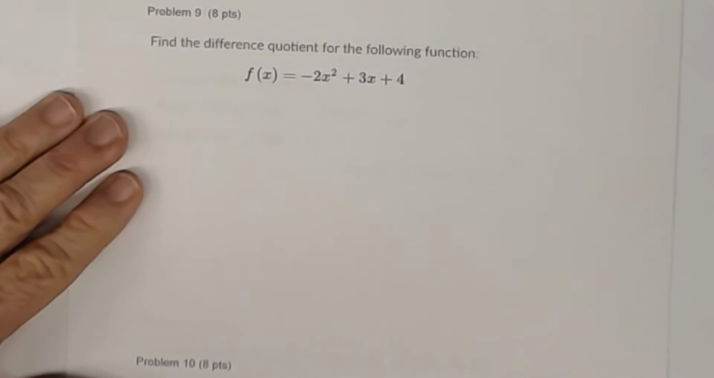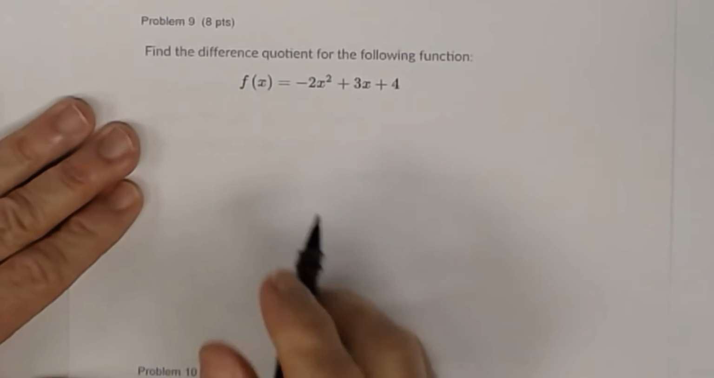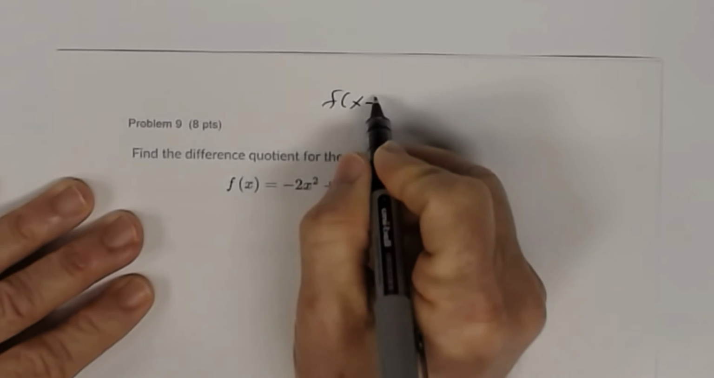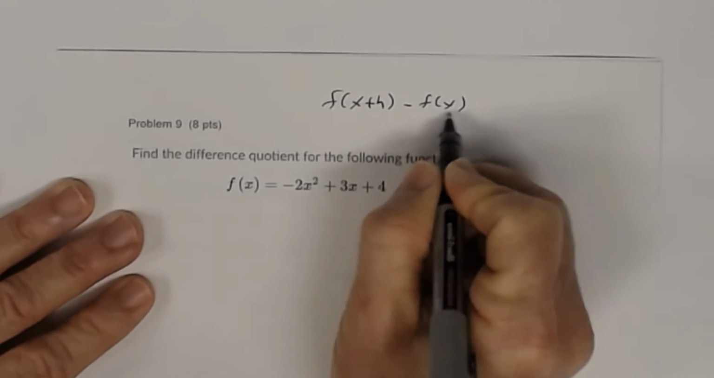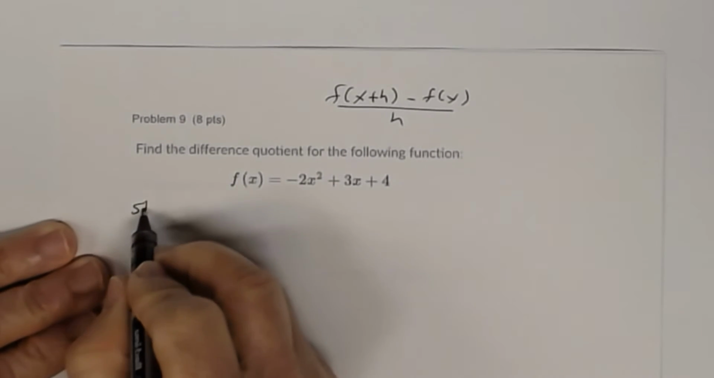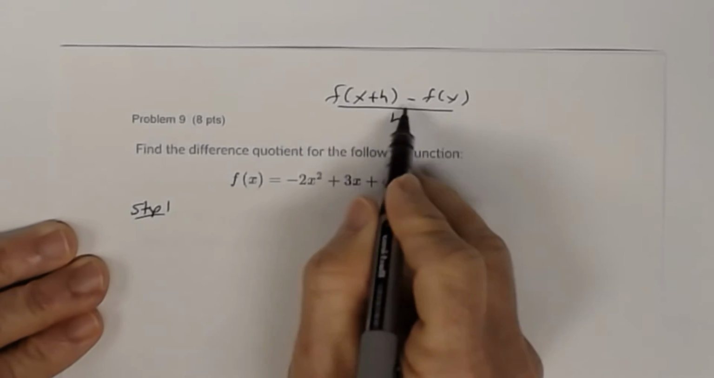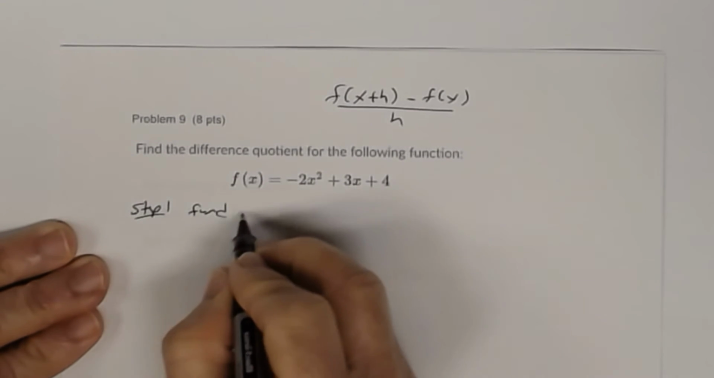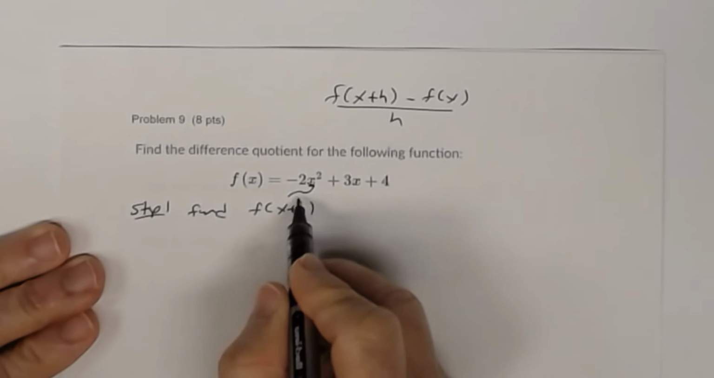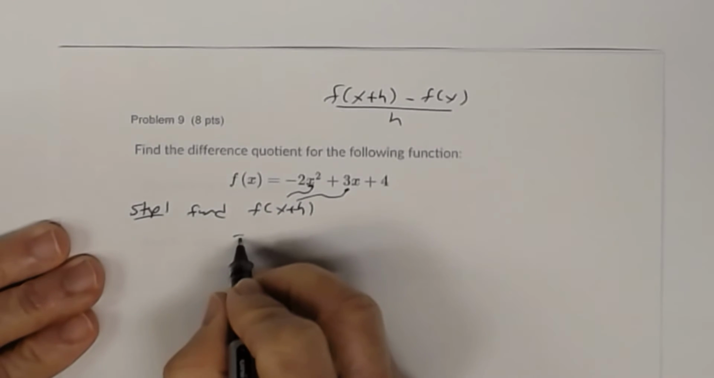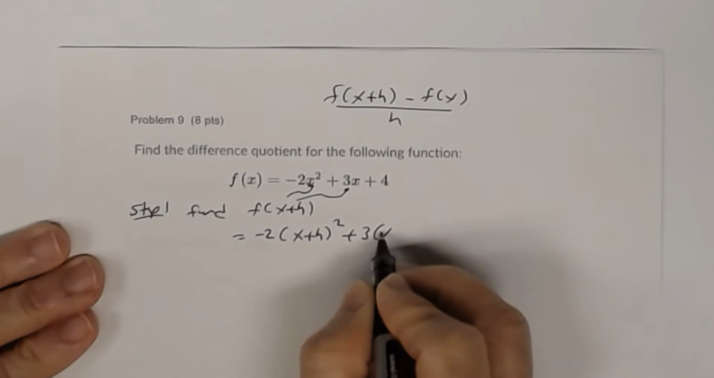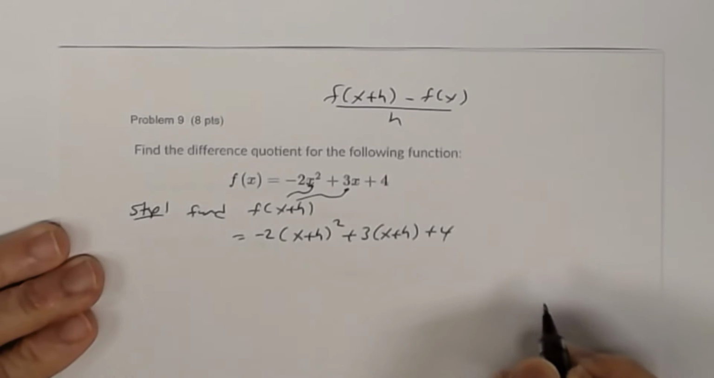Okay, number 9, you want to find the difference quotient for this function. Well, remember the formula for the difference quotient is f of x plus h minus f of x, divided by h. All right, so step 1, let's do this by steps. Step 1 is to find this part first. Let's go ahead and find f of x plus h. So wherever we see the variable x, I'm going to substitute x plus h. So I get negative 2 times x plus h squared plus 3 times x plus h plus 4.